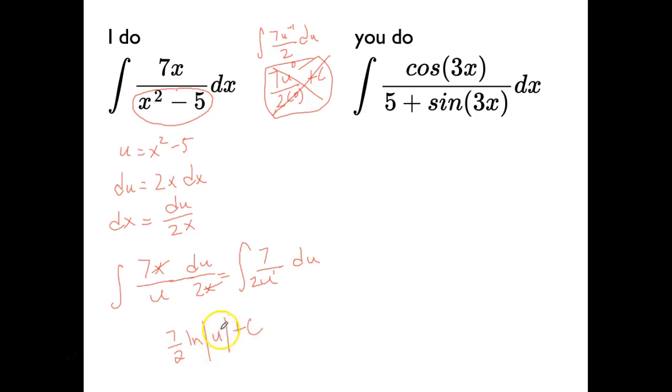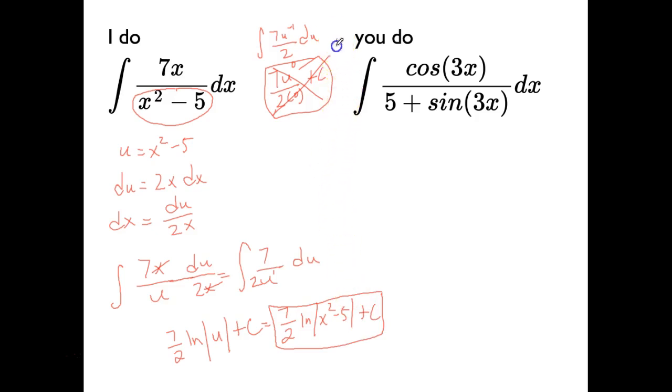That 1 is telling me that the integral of it is natural log. Now the coefficients stay on the outside of the natural log, okay? So this is going to be the same as 7 over 2 natural log of the absolute value of x squared minus 5, because that's what my u is, plus c. And there's my answer.